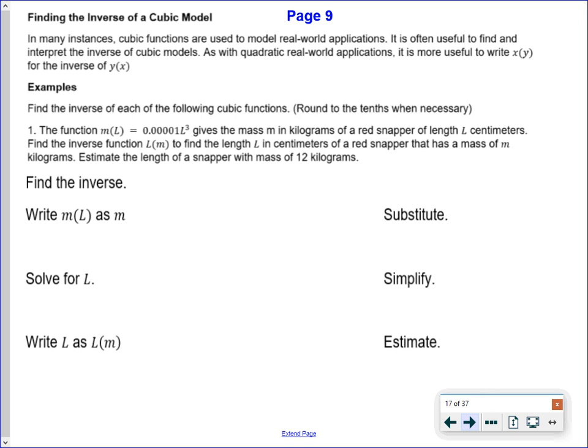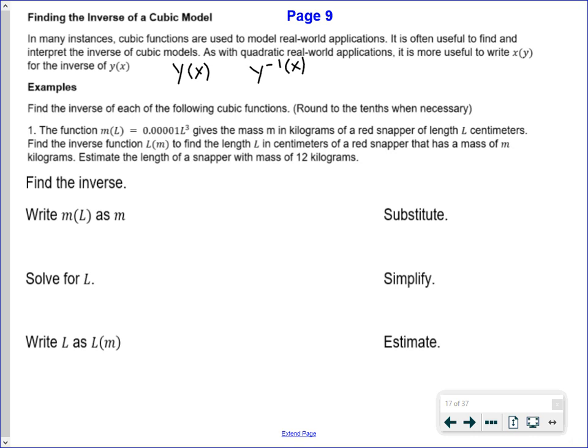So what this says on the top is that in many instances, cubic functions are used to model real-world applications. It is often useful to find and interpret the inverse of a cubic model. As with quadratic real-world applications, it is more useful to write x of y for the inverse of y of x. So before we were solving equations, we always wrote y of x, and we solved it for y inverse of x.